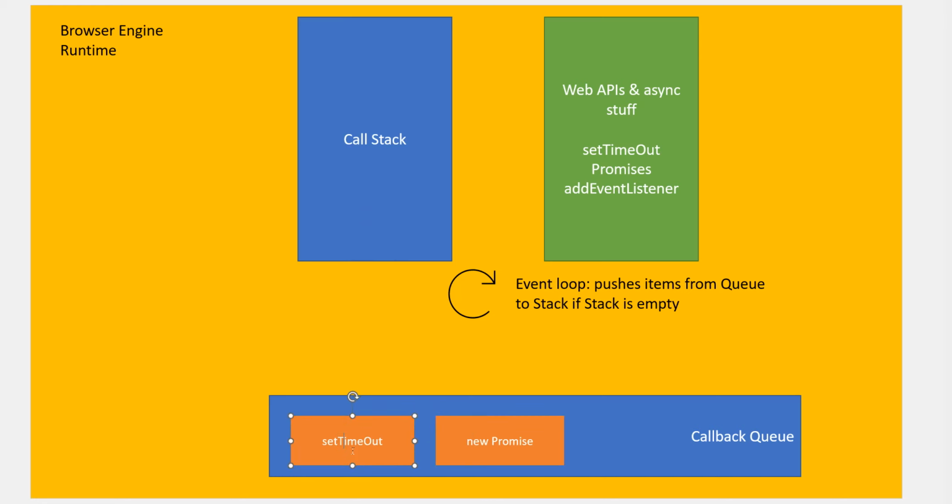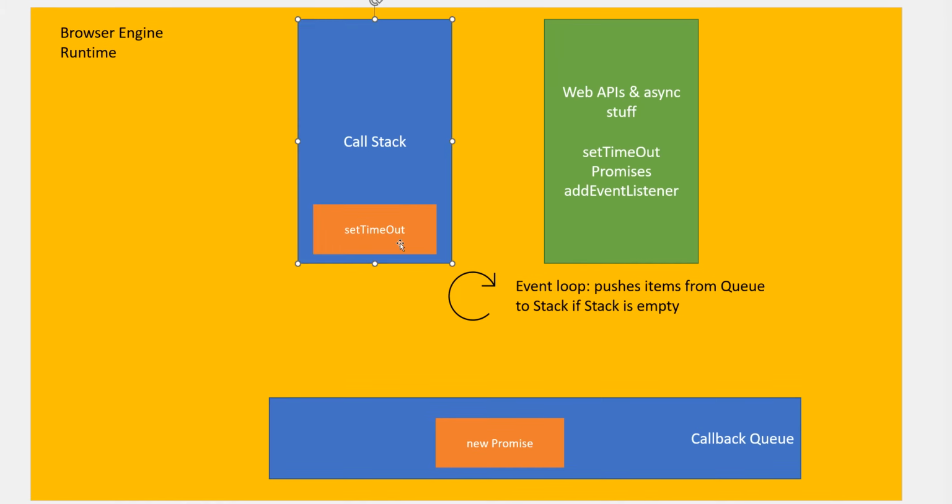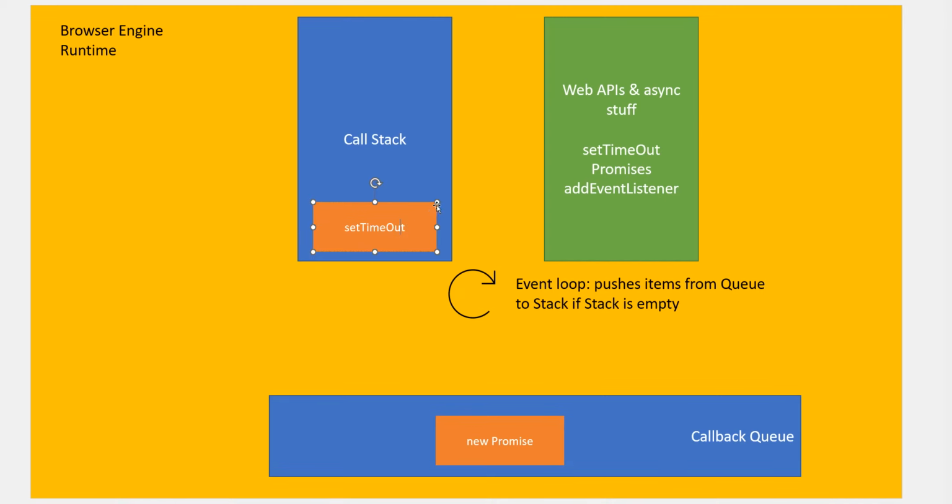So setTimeout was first, so go to setTimeout. And for setTimeout, the event loop will take care of all the countdown and all of that stuff for you. So now the call stack says, oh, okay, you've been helped by the web APIs and the event loop, so now I can run you. And then we delete.